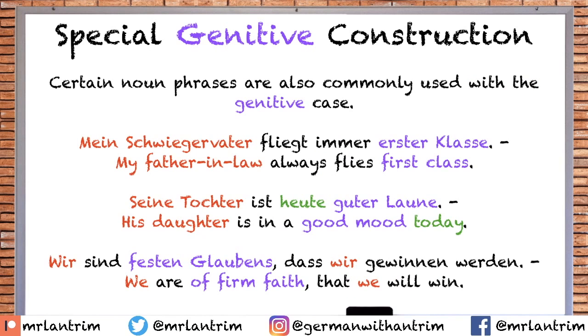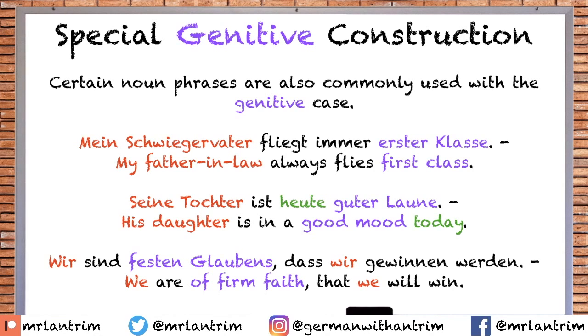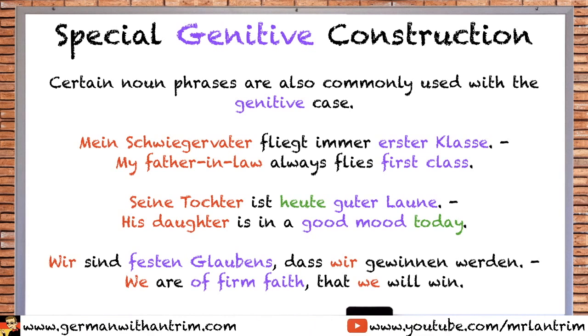Certain phrases are also used with this. That's not necessarily an adjective of sorts, but you'll get the idea from this first one. Mein Schwiegervater fliegt immer erster Klasse. My father-in-law always flies first class. First class here is a feminine noun, and in the genitive case that makes it erster Klasse. So here we have genitive case just because it's first class, and that phrase itself is used in the genitive case for some reason.